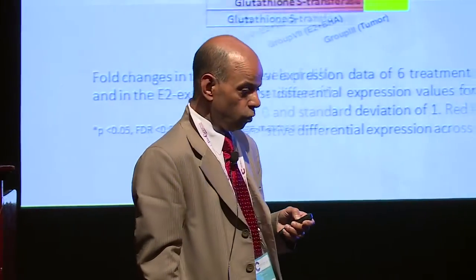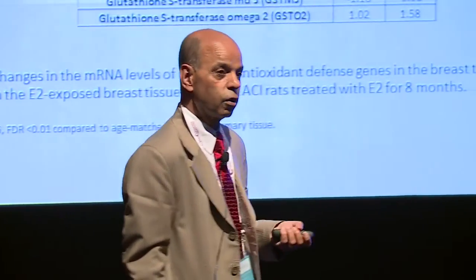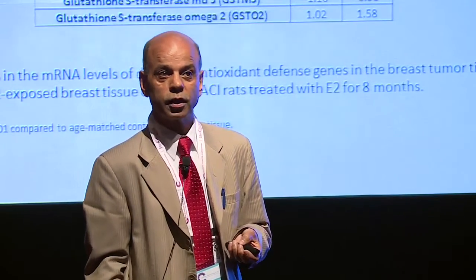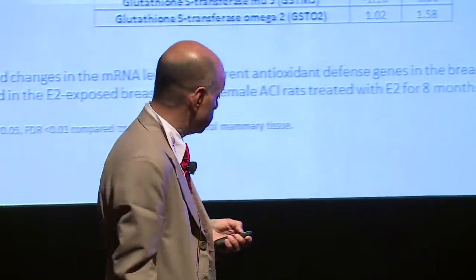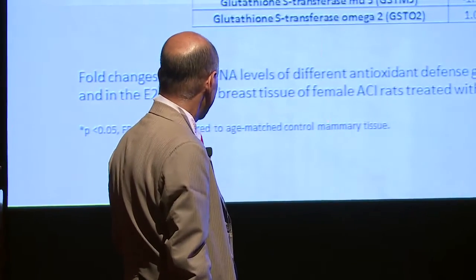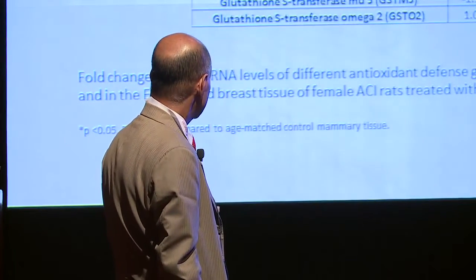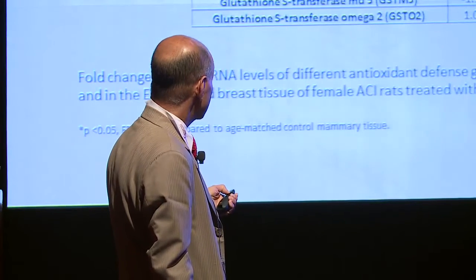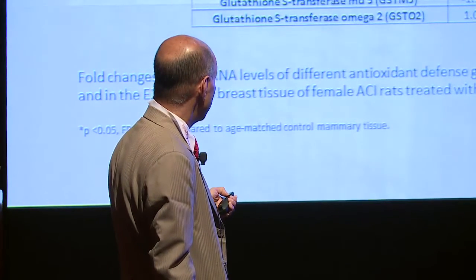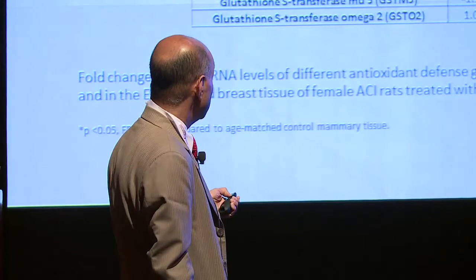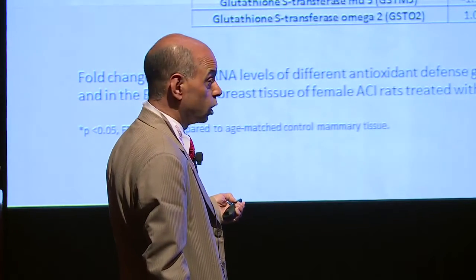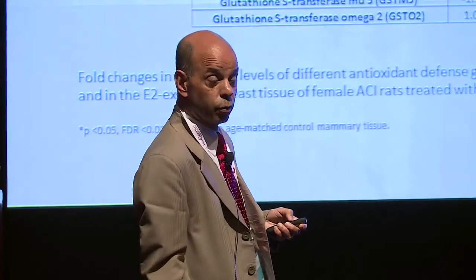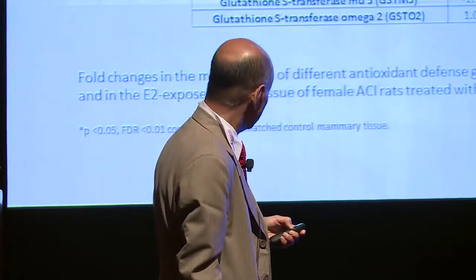And so where do you start? Because our goal was to look at the role of antioxidants, we looked at the expression of antioxidant defense genes. There are a number of antioxidant defense genes listed here, but I will concentrate today only on one, superoxide dismutase 3, which is about 18-fold decreased in the tumor tissue and about 3-fold decreased in the non-tumorigenic breast tissue which was exposed to estrogen.